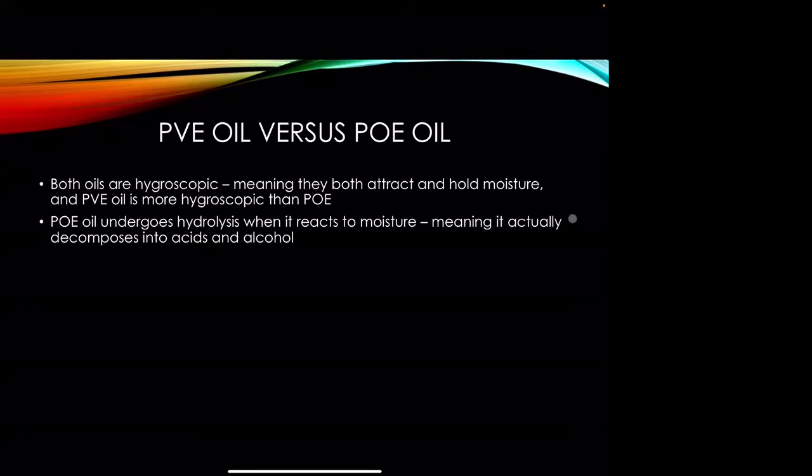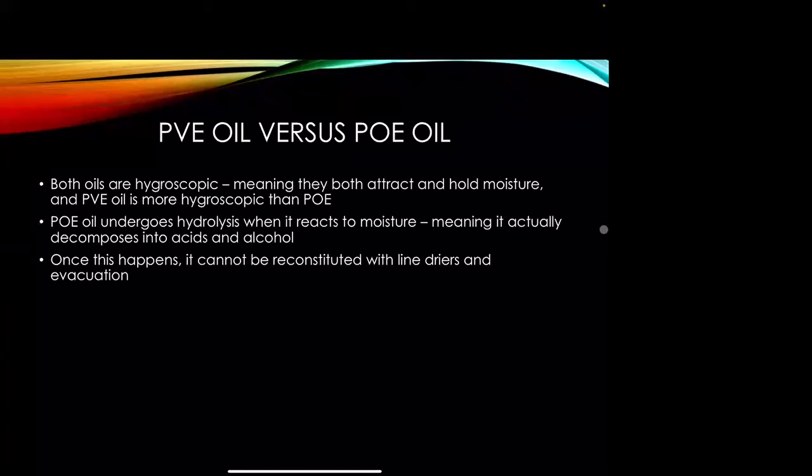POE oil undergoes hydrolysis when it reacts to moisture. And what does that mean? Well, it means it actually decomposes into acids and alcohol. So having acid test kits and things like that on our trucks or in our tool bag is nice to have, so you can actually see what's going on, especially when your compressor's maybe tripping a breaker or short cycling, something's going on with it. An acid kit is nice to have. Now, once this happens, it cannot be reconstituted with in-line filter driers or evacuation. So once you get acid in your system, it's a complete clean out.